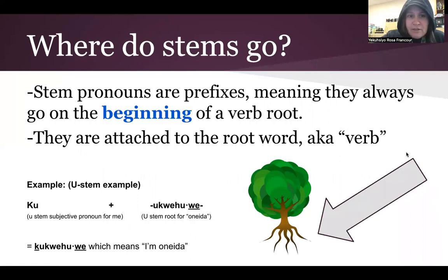Like I had mentioned, all of our stem pronouns are prefixes. It means that they go in the beginning of a verb root. They are attached to the root verb, the root word, aka verb. So you can see it right here. I just want to outline and show you visually what that looks like. So for the U stem, this is my common example I use. Gu is me, ungwe hu is the root or the verb to be Oneida. Gu and ungwe hu, you put that together, it's gungwe hu, it means I'm Oneida. But you see that gu is at the beginning, okay? So I wanted you to see that and how they're prefixes.